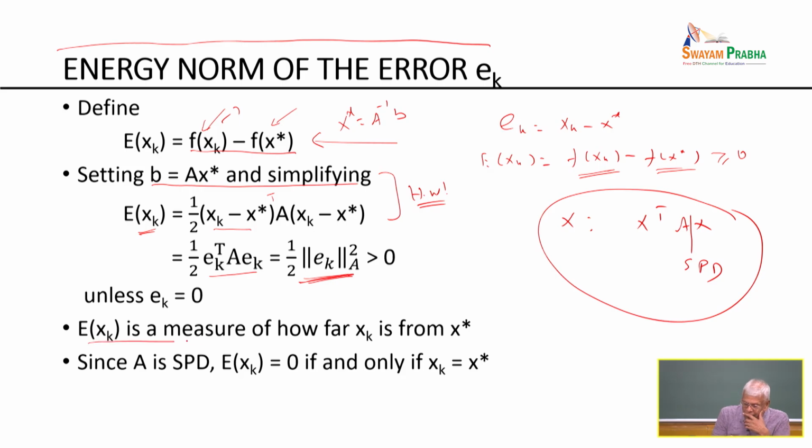So, this is the measure based on the difference between the values of the function. Ek is a positive quantity, it is a measure of how far xk is from x star, and Ek will be 0 only when xk is equal to x star. Therefore, since A is SPD, E of xk is 0 if and only if xk is equal to x star. I am sure everyone should be able to verify this. There is a homework problem simplification. Please do that.